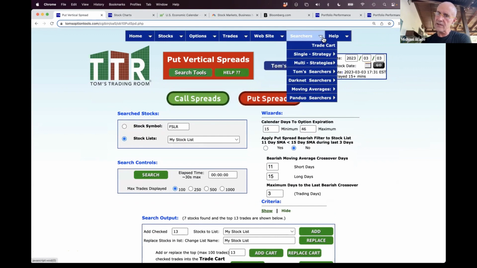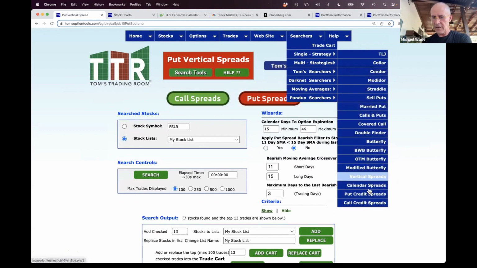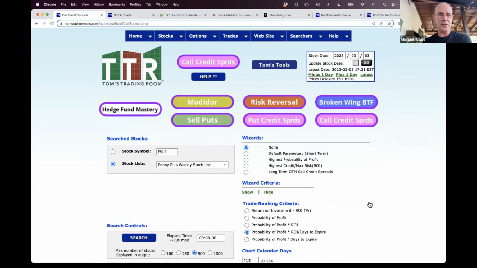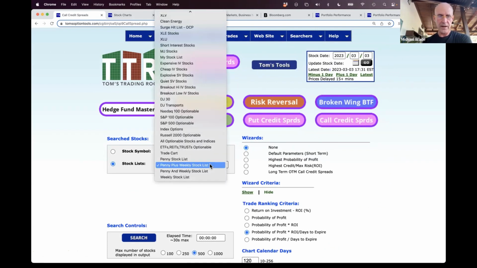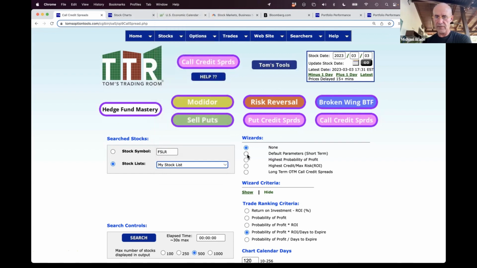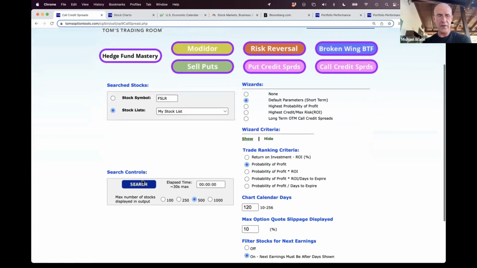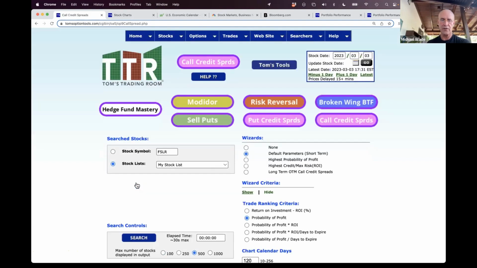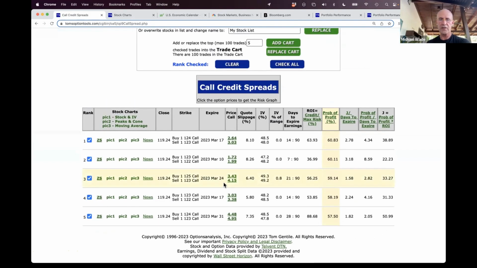Now, what I do primarily in this sniper's course is credit spreads. So I've gone to call credit spreads. I go to my stock list, and then I set my default parameters to short term, and then I hit search. And this is the only one that's come up on Scalar.